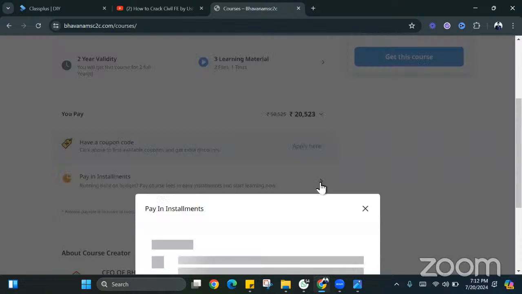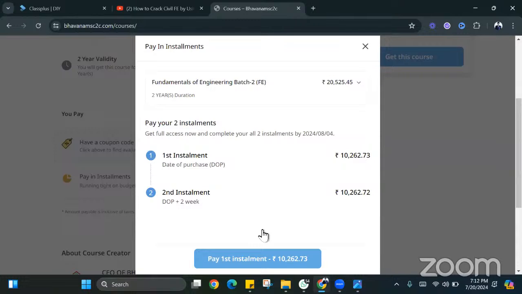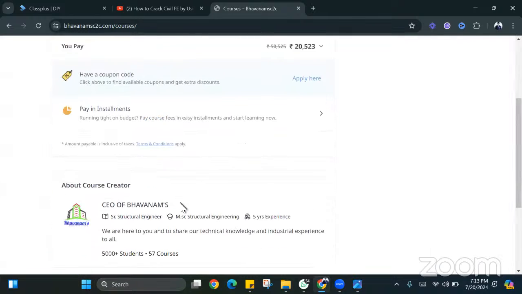Okay, if you want to pay in installments, that is still available. You pay once, and after 2 weeks you have to pay the remaining installment. So this is how it is.